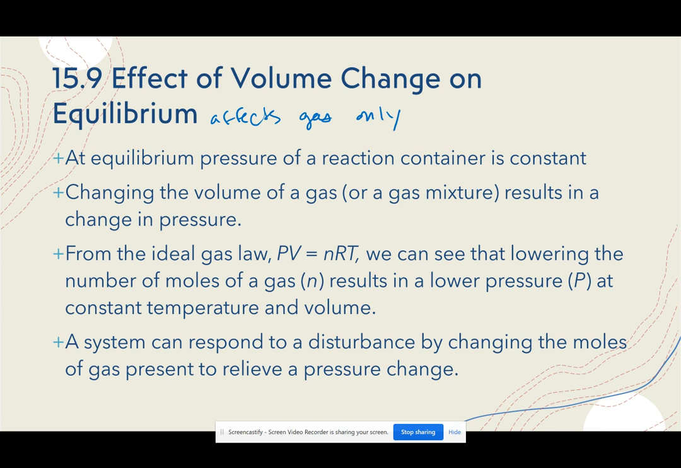If I change the volume of my container, that's going to change the pressure because, as you know, pressure and volume of gases are inversely related. So if I started with a 1 liter container at 1 atmosphere of pressure, and that container is at equilibrium, if I double my volume to 2 liters, that's going to cut my pressure in half. It's going to be 0.5 atmospheres. The system will shift to get that pressure back up to 1 atmosphere. So the way the system responds to changes in volume and therefore pressure is by changing the amount of gas present, since gas is directly related to pressure.